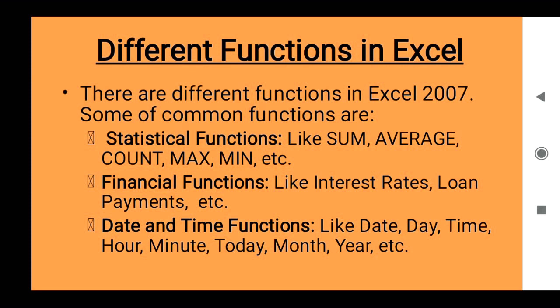Here are different functions in MS Excel. There are different functions in MS Excel 2007. Some of the common functions are statistical functions like sum, average, count, max, min, etc. Financial functions like interest rate, loan payment, etc. And last, date and time functions like date, day, time, etc.